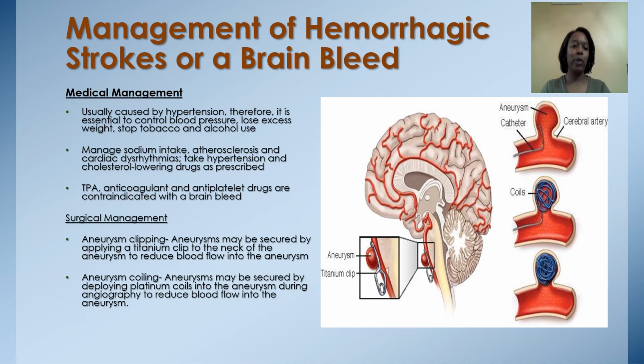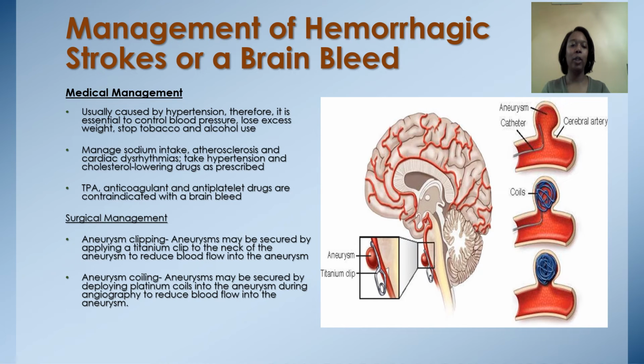One major difference is TPA cannot be used in a hemorrhagic stroke or a brain bleed. This is very important to know. No anticoagulants or antiplatelet drugs can be used if anyone has a history of or is suspected of having a brain bleed or a hemorrhagic stroke.